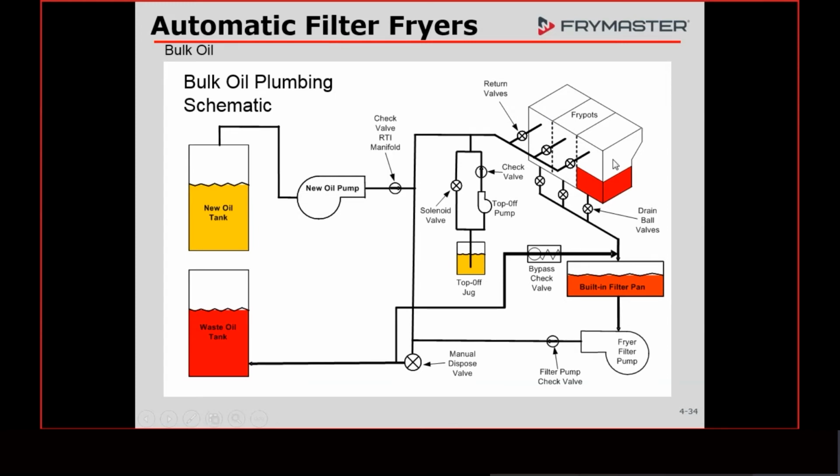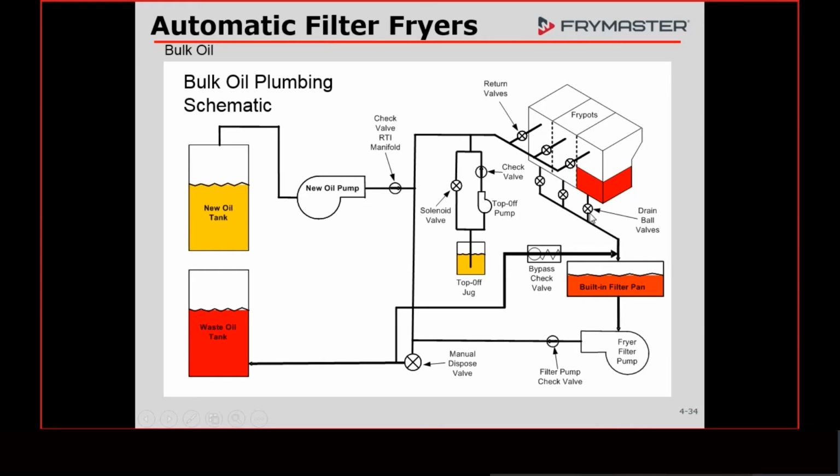The reason why we didn't know which pot was losing the oil is because the top-off system there is keeping it filled. So you walk in and you just see one that's overfilled. It's like, we've got a problem with this fryer, when actually your problem may have been back here with just a drain valve.